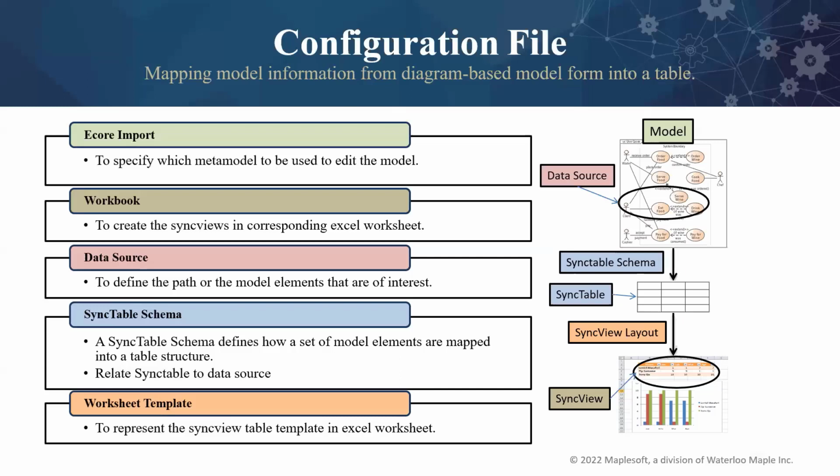So for example, let's say for the logical function, I want to get the name of the logical function and also the description, and I want to display this information in the Excel view. That information goes into the sync table schema. So the data source is nothing but a pointer to the part of the Capella model that we want to work with. The sync table schema is where we say, okay, for this function, I want this information. Then navigate to, let's say, another subfunction.